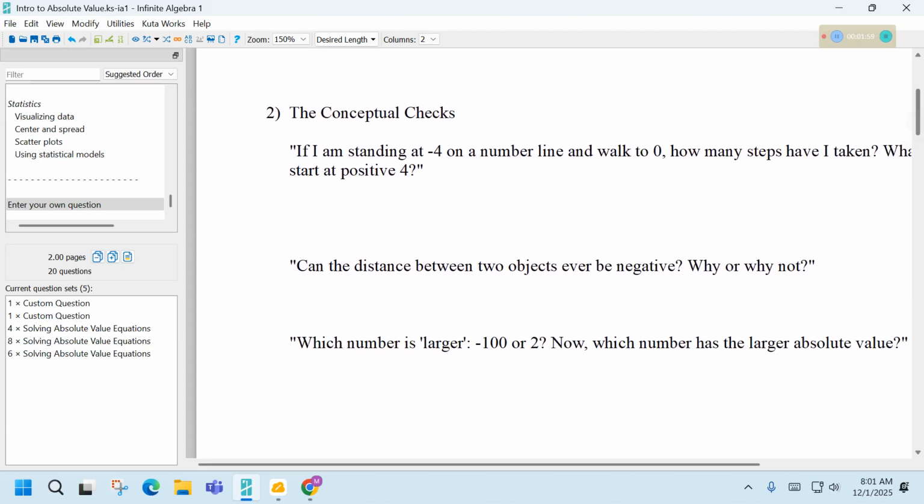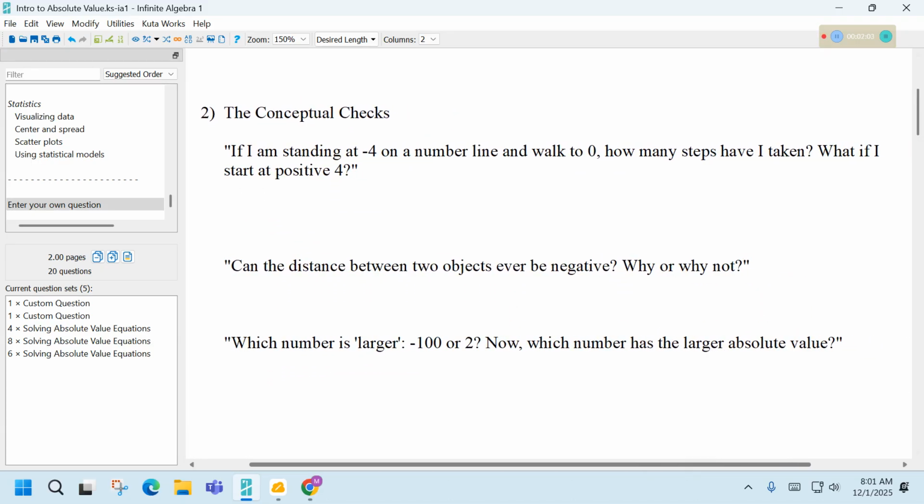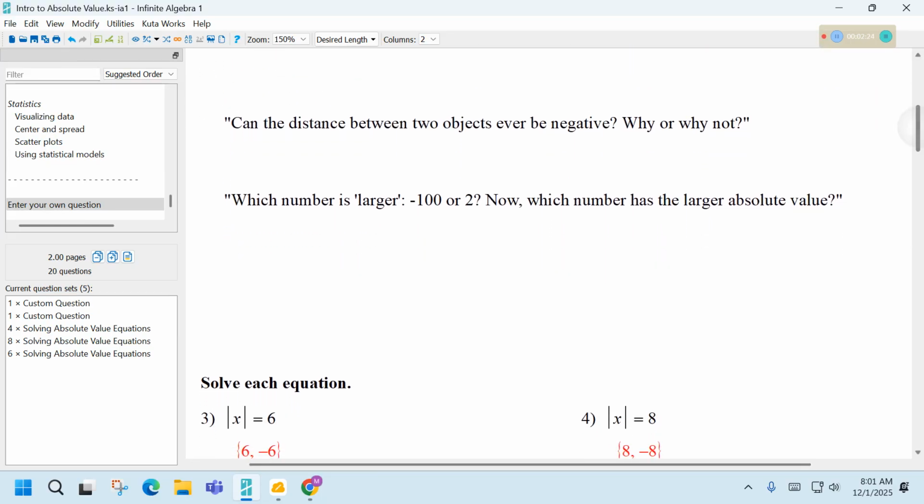Number 2 has this question that says, if I'm standing at -4 on a number line and walk to 0, how many steps have I taken? What if I start at +4? I think you guys could think about that. Draw a number line and think about the answer, but I'm hoping you realize that either way, we're going to take the same number of steps, okay? The second question here says, can the distance between two objects ever be negative? Why or why not? So go ahead and think about that one and we'll talk about it.